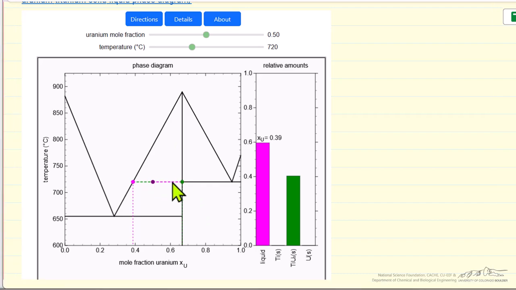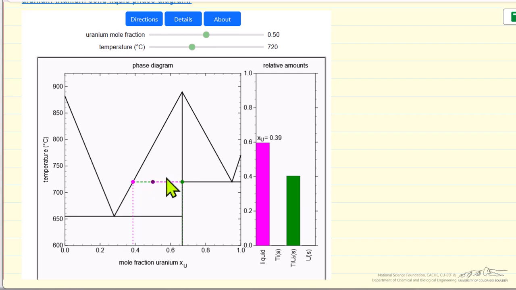Notice that this shows dashed lines here where this distance is pink, corresponding to this point. This is green, corresponding to this point. And the reason is that as this pink gets longer, in other words, if we move this black dot to the left, pink gets longer, we have more of this liquid phase. We're closer to the liquid phase, so that distance is longer.